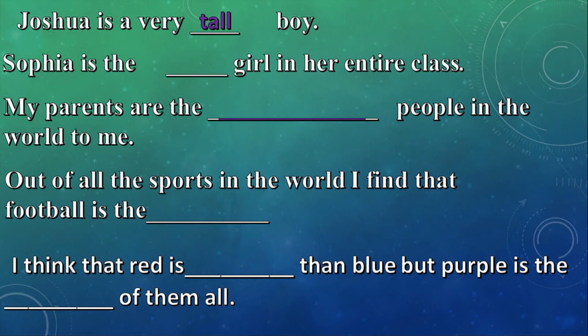Next one. Sophia is the something girl in her entire class. So we have kindest being used there. So Sophia is the kindest girl in her entire class. It's telling you about Sophia. It has to be a superlative adjective being used because you're talking about Sophia and her entire class all there. Right? Next one. My parents are the something people in the world to me.